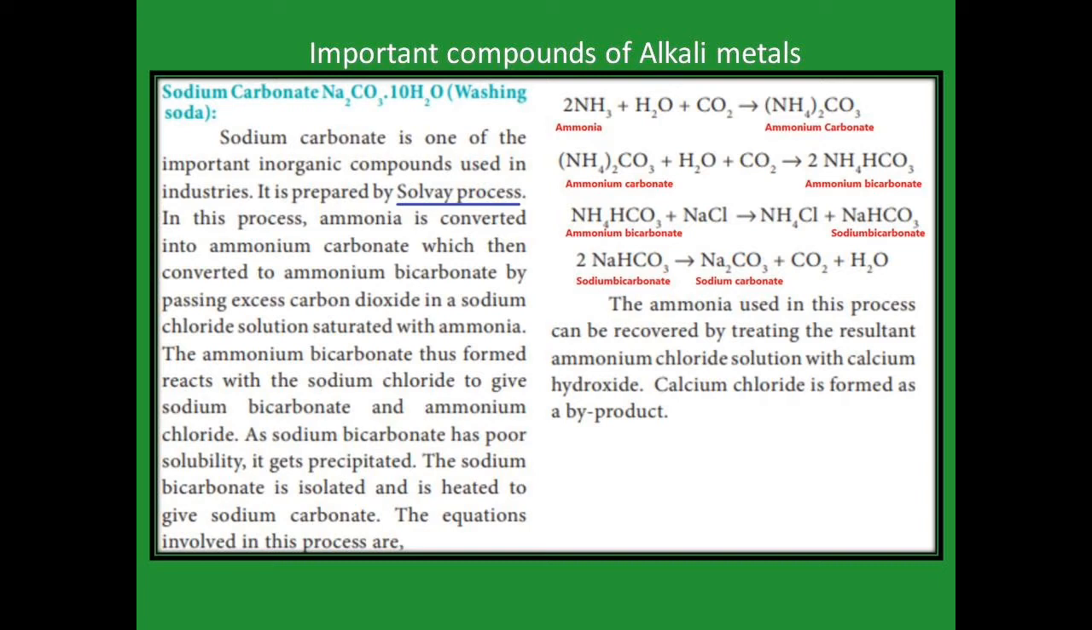Here in the third reaction we get ammonium chloride as one of the products. That ammonium chloride is reacted with the calcium hydroxide. We get the ammonia. That ammonia is used for producing the sodium carbonate in the process. When the ammonium chloride is reacted with the calcium hydroxide, calcium chloride is one of the products.